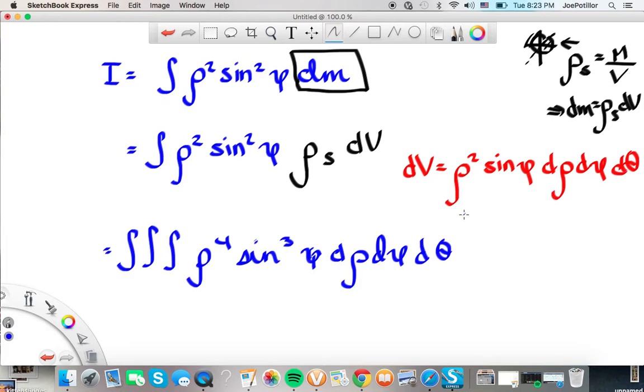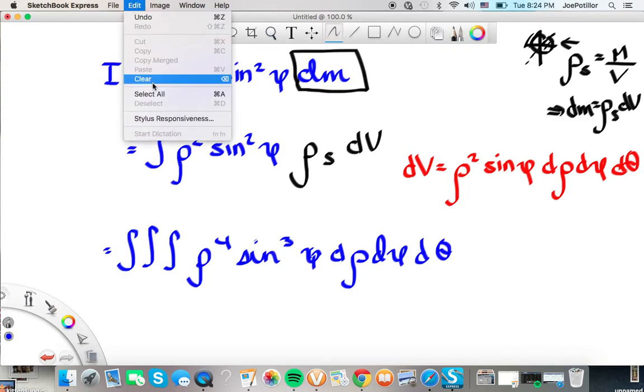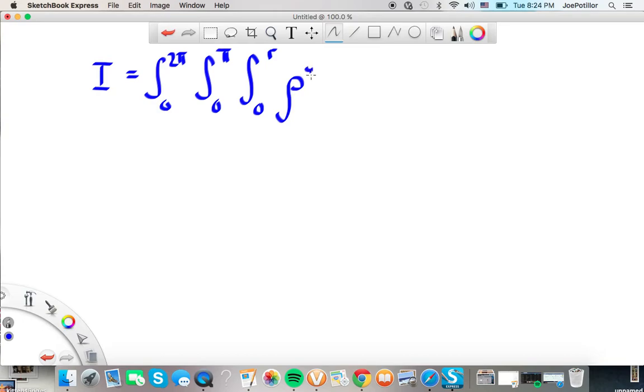So I'm going to rewrite this integral with the limits of integration on it, and if you want, you can go back and look at it again. Okay. Let's clear it. So the moment of inertia is equal to the integral from 0 to 2 pi, the integral from 0 to pi, the integral from 0 to r of rho to the fourth sine cubed of phi, d rho, d phi, d theta.